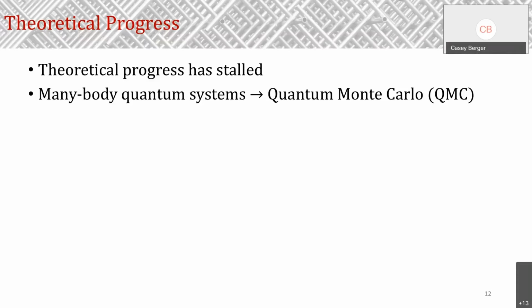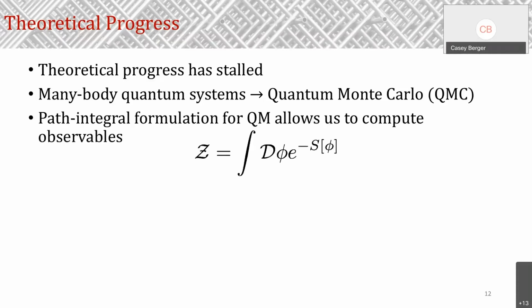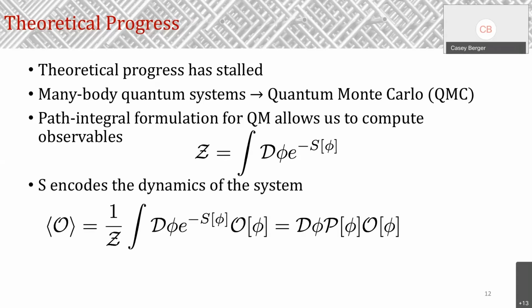Carlo. Quantum Monte Carlo derives from the path integral formulation for quantum mechanics. In this formulation, the path integral is an infinite dimensional integral over all of the field values of the exponentiated action. The action here is a functional of the fields, and it encodes all of the dynamics of the system. And we can actually compute observables using this path integral formulation by doing this infinite dimensional integral. So we treat this exponentiated action like a probability distribution.